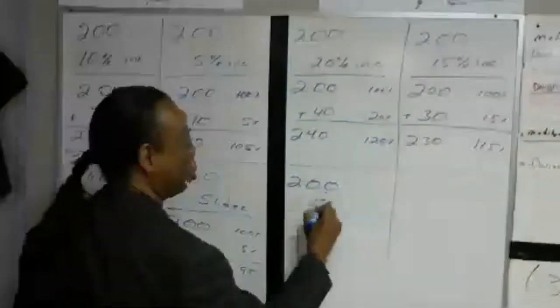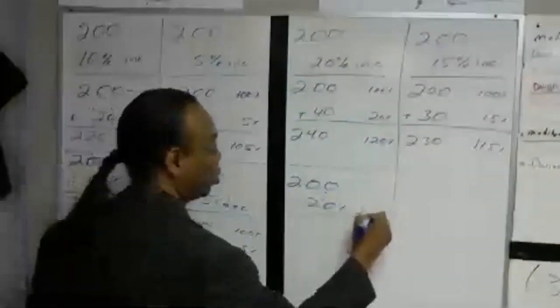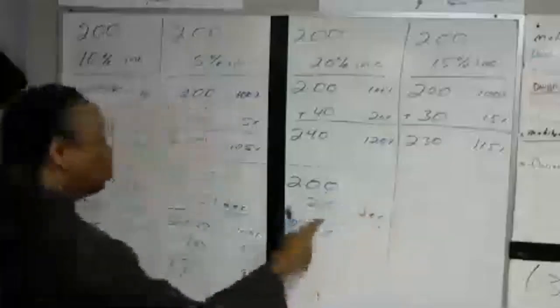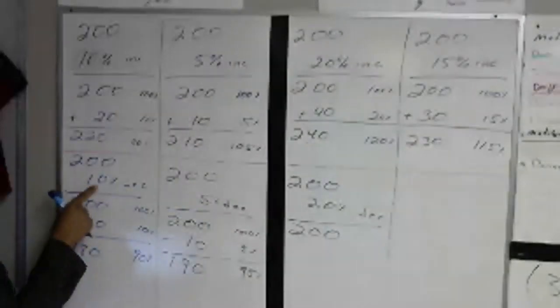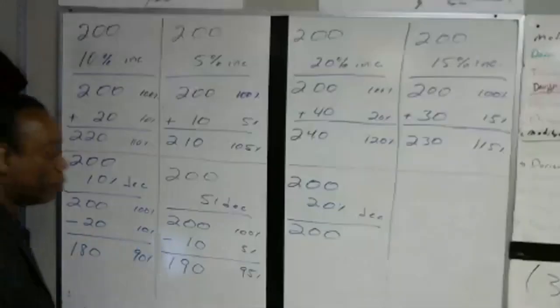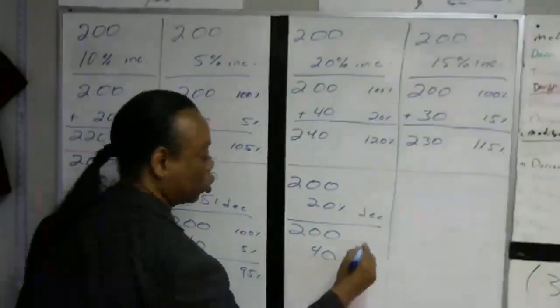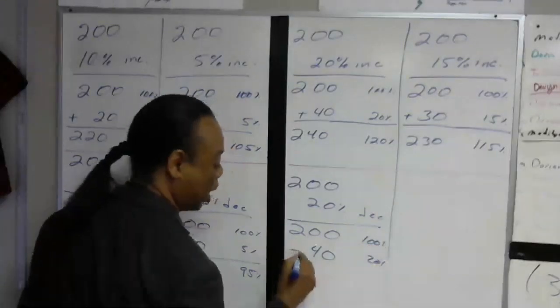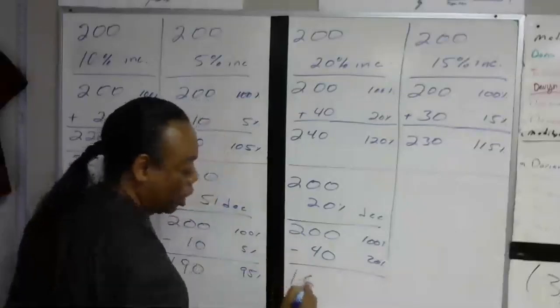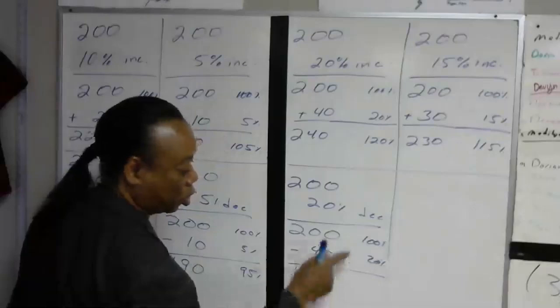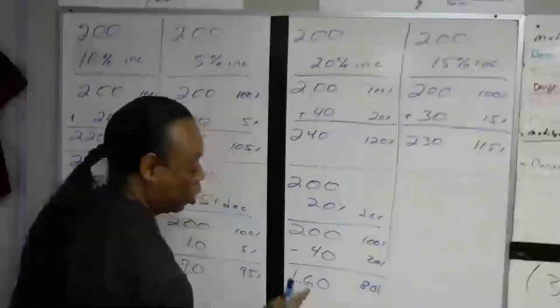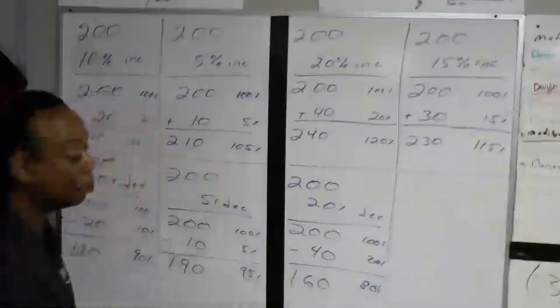So 200 with a 20% decrease. Okay, so 200 here. 20% is basically 2 times the 10%. The 10% is 20, then 2 times that will be 40. So 200 represents 100%, the 40 represents 20%. And a decrease on that would give us 160. So 100% minus 20% leaves us with 80%. So 160 is actually 80%.